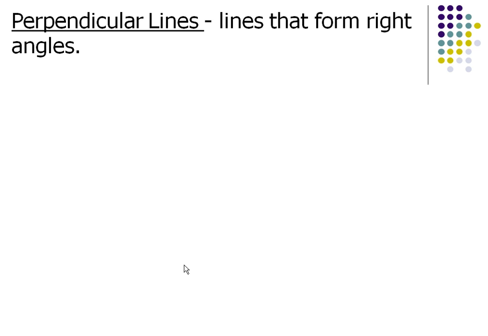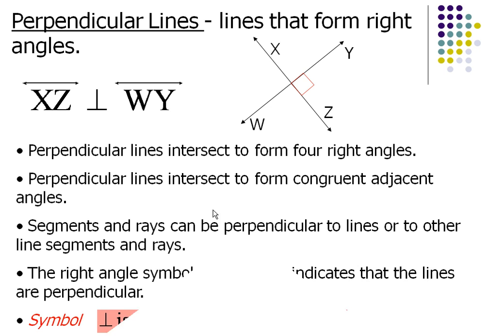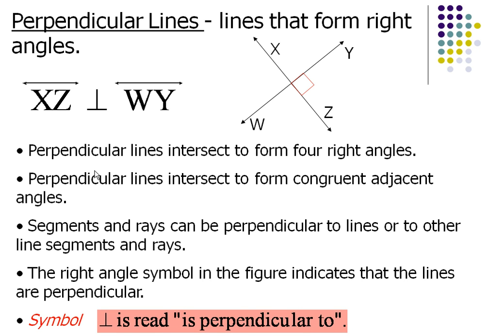Perpendicular lines are lines that form right angles. Line XZ and YZ are perpendicular to each other. There's the perpendicular symbol, an upside down T. And here's some characteristics of perpendicular lines. Perpendicular lines intersect to form four right angles. Perpendicular lines intersect to form congruent adjacent angles.